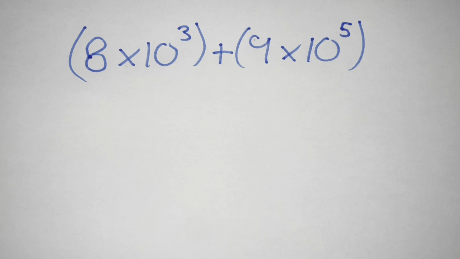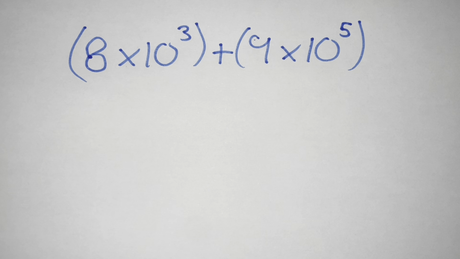In fact, our powers are mismatched by 2. So again, we're going to target that higher power, and we're going to turn this number here into a new number with the same value, but a power of 5. Since we need to increase this power by 2, we are going to divide our coefficient by 10 squared, or 100. So this 8 becomes 0.08. And it's multiplied by 10 to the power of 5.